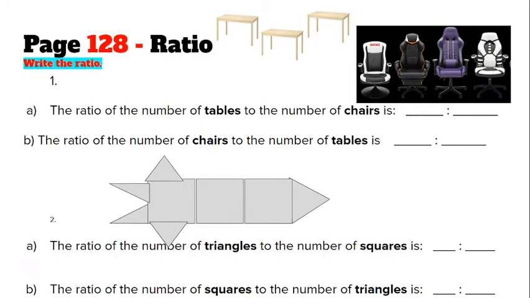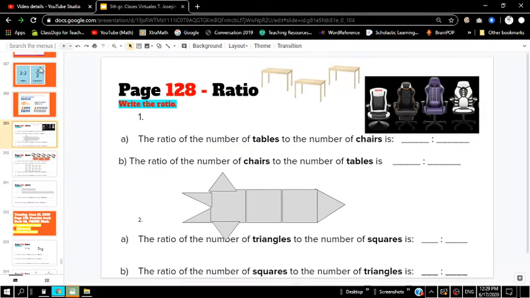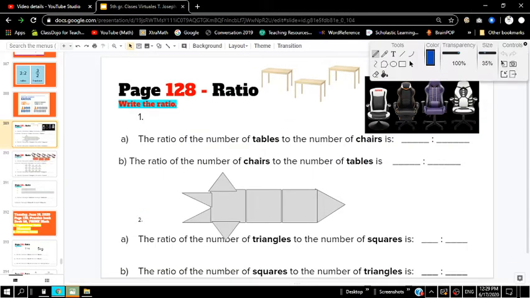So let's take a look at page 128 and do the first 6 problems, okay? This concept is, again, pretty simple. All we're pretty much doing is counting. So number 1 says, the ratio of the number of tables to the number of chairs is, well, you just count, right? How many tables do we have? And how many chairs do we have? Easily enough, 3 to 4.